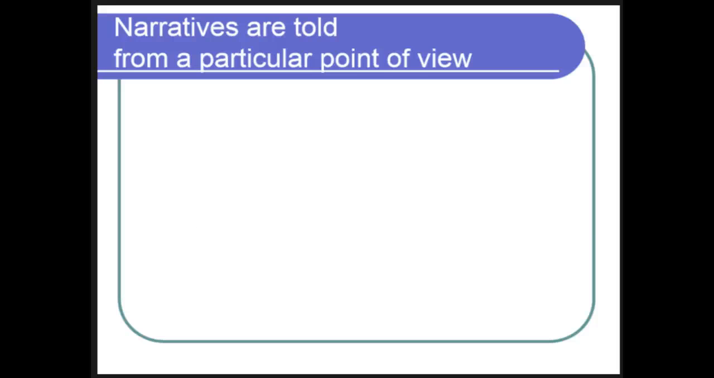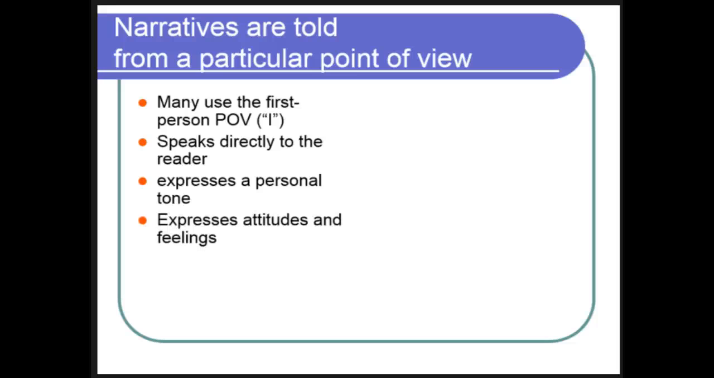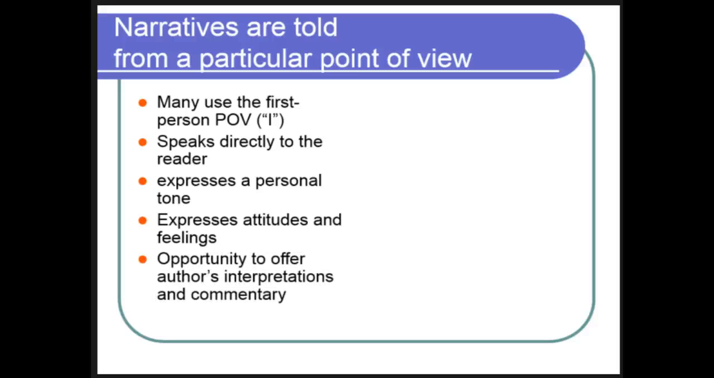Narratives are definitely told from a particular point of view, and two of them are represented here. Many use first-person point of view, and depending on the task, I is perfectly appropriate. It speaks directly to the reader, it expresses a personal tone, it expresses attitudes and feelings, and it gives the reader an opportunity to understand the author's interpretations and commentary on that particular set of events.